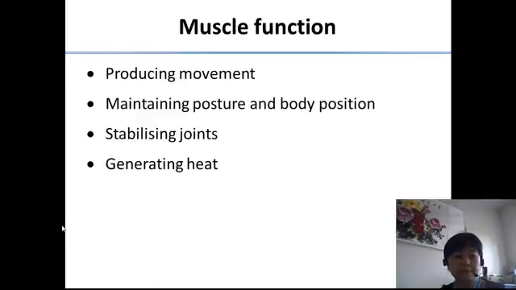Producing movement is done by all skeletal muscles, cardiac muscles, and smooth muscle. The movement by skeletal muscle is easy to observe, but heart muscle makes the blood circulate around the body. Smooth muscle moves things in the digestive system and also in the blood vessels. So producing movement includes all three types of muscle tissue.